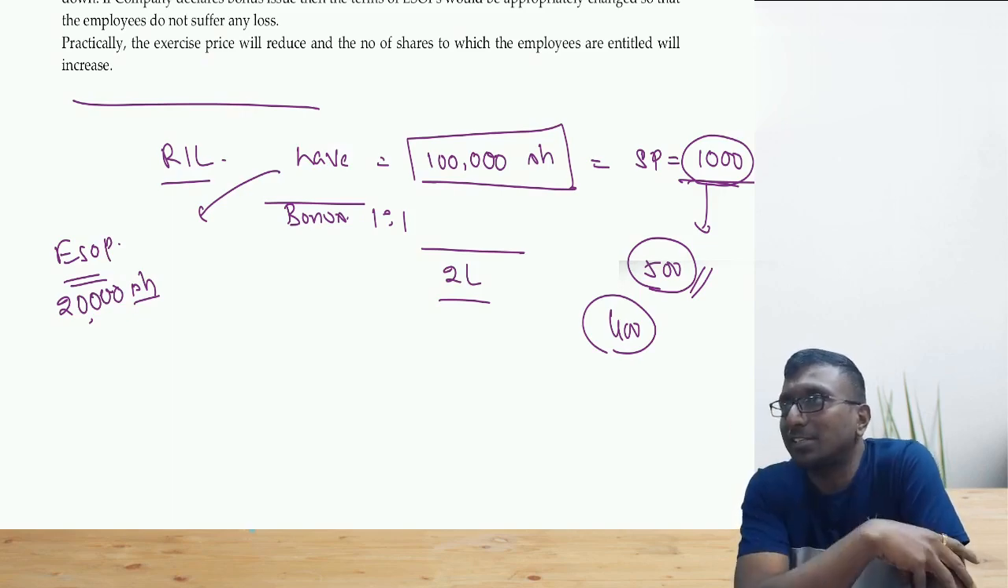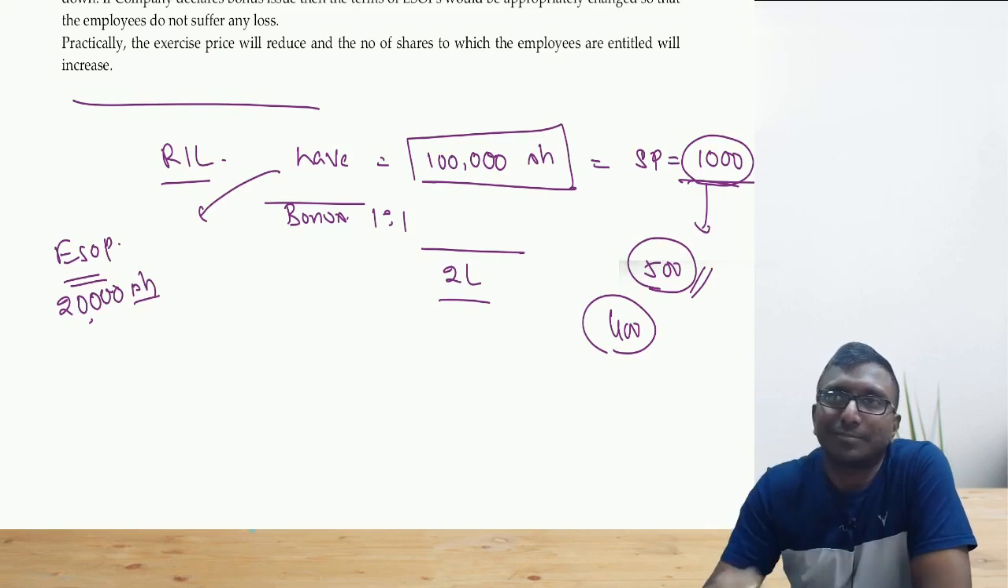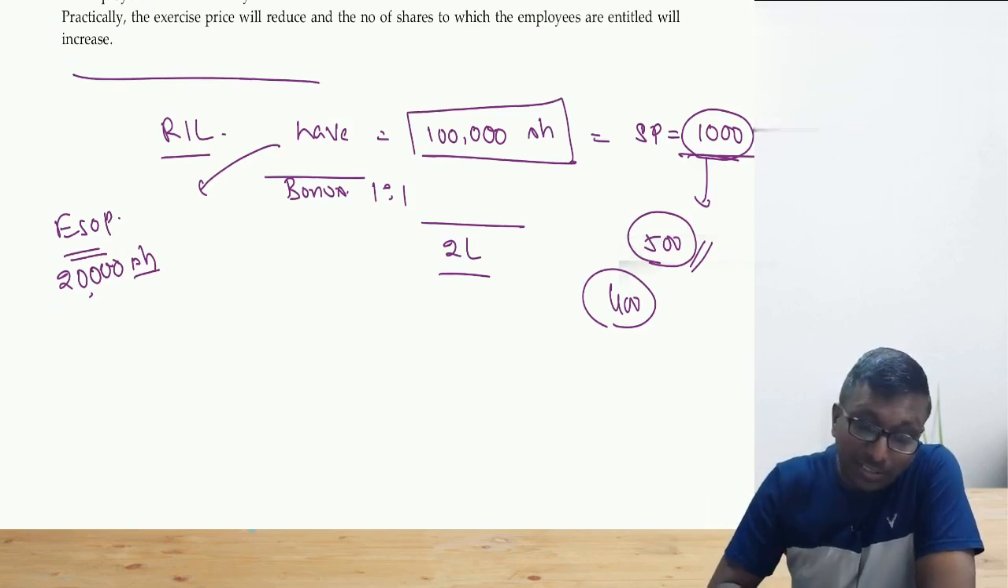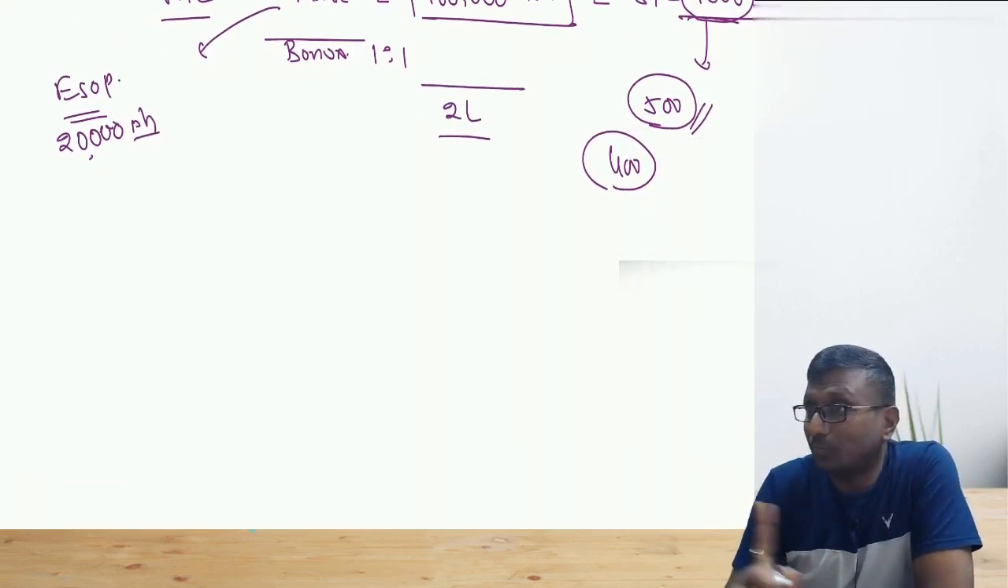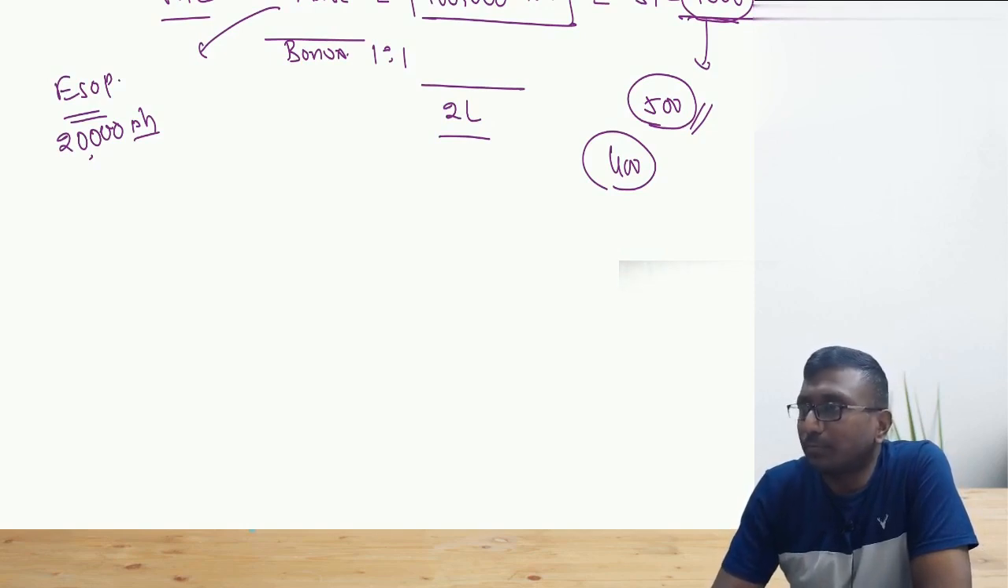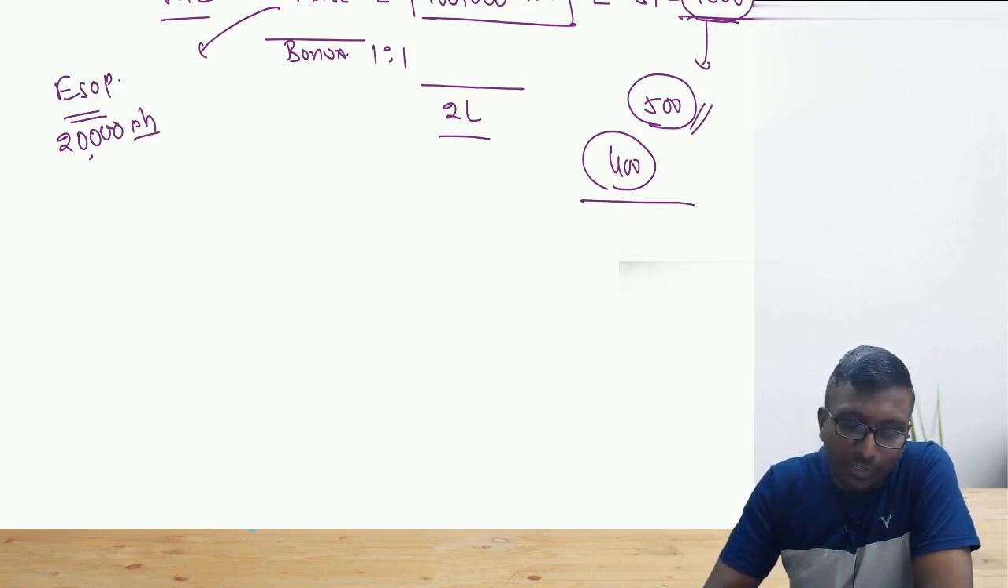Unless until a liquidity crunch is there, otherwise okay, let it be there. Got my point? At least share paying is good. No problem, no serious issue. But F&O is very, very dangerous.